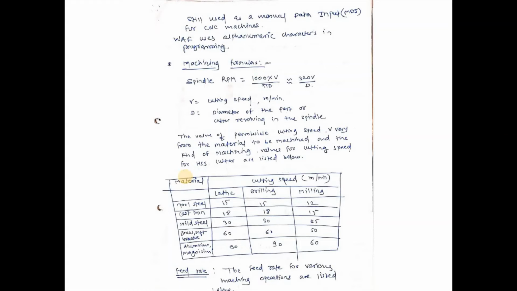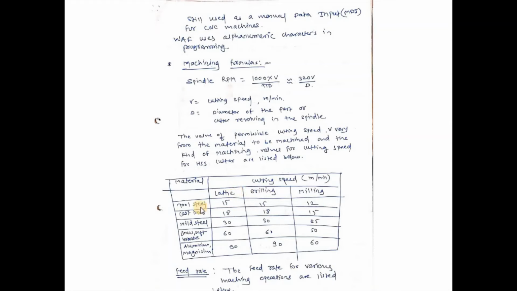Next point is machining formulas, and we will see which parameter we are going to calculate. So first, spindle speed in RPM. The formula for that is N = 1000 V divided by pi D, where V is the cutting speed. From this formula you can calculate the spindle speed, and you can see here one table is there. Different materials will get different cutting speeds in different operations.